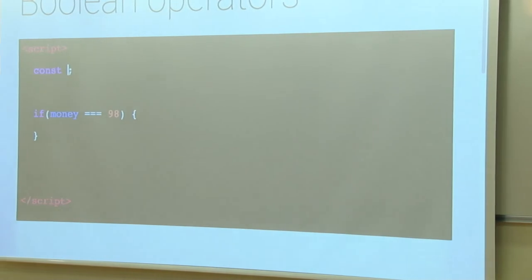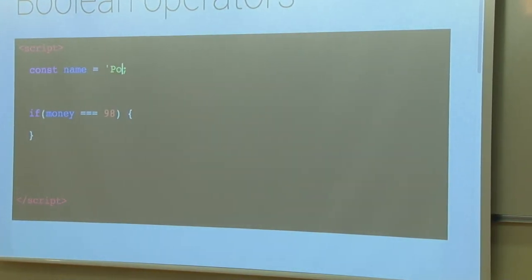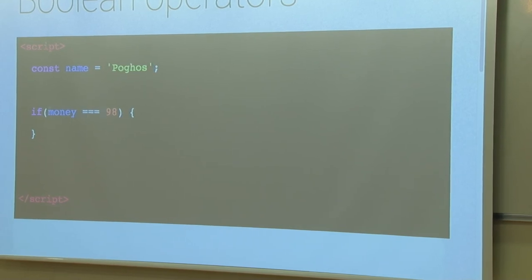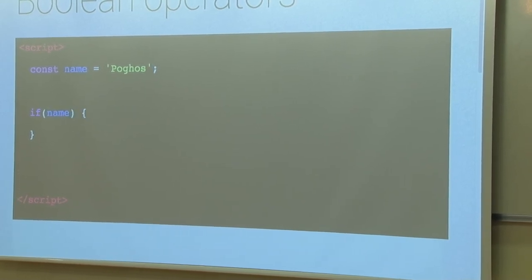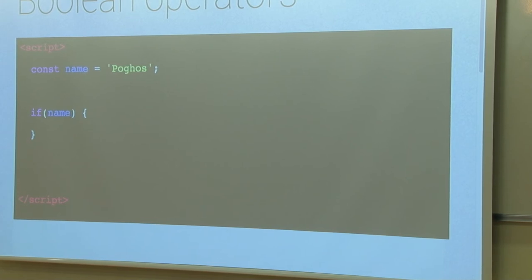What if we have some empty value? Okay, so you want to check to see if name has something in it, Boros. We want to know if name has something in it, if name. If there is something, it will work, but if there is nothing, the box is empty. The content is empty. There's no Boros.